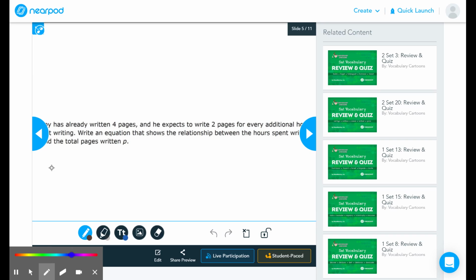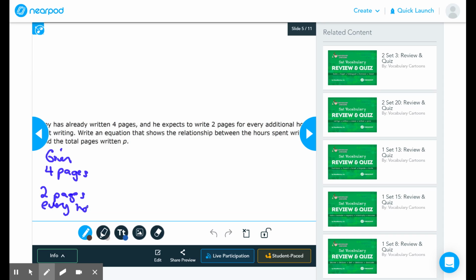All right, for this problem, given already written 4 pages, so that's already done out of the way, and then writes 2 pages every hour. Now notice what repeats. It's the 2 pages. After 1 hour, it's 2 pages. After 2 hours, it's 4 pages. But he's already had that 4 pages written, so we have to tally that out, and we have to add that on at the end.